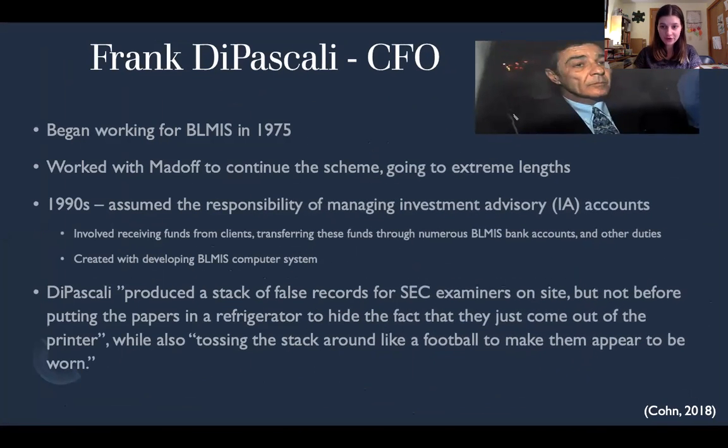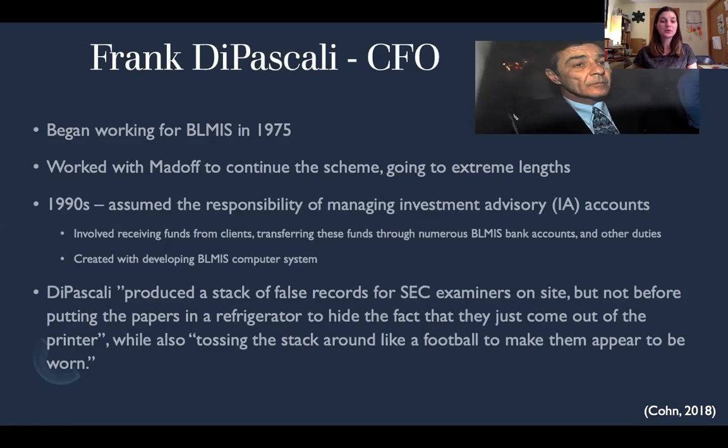So starting with the CFO. His name is Frank DiPasquale. He started working for Madoff in 1975, and he worked with Madoff to continue the scheme, going to extreme lengths to thwart investigators and to hide whatever they needed to hide. In the 1990s, he assumed responsibility of managing investment advisory, IA, accounts, which basically involved receiving funds from clients and transferring these funds through numerous BLMIS bank accounts, among other duties.